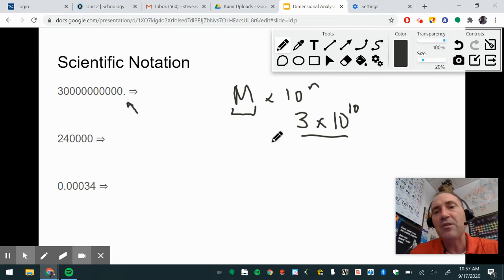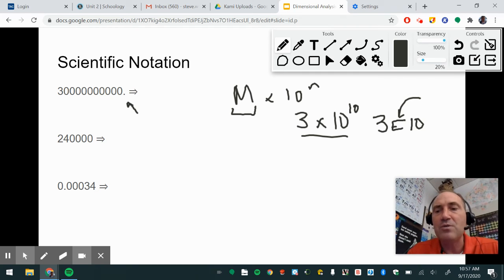Now in your calculator, there's a button. It's the EE button, right above the 7. Anytime you see E, that means times 10. So that's just a little tip when using your calculator to put in scientific notation: use that EE button.